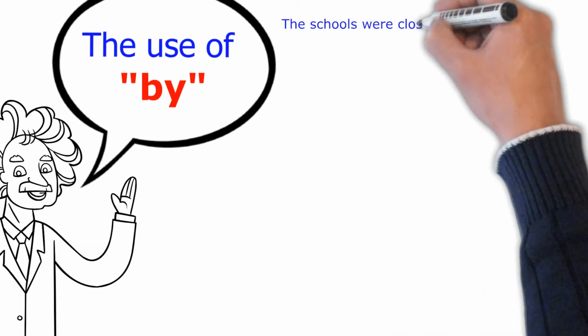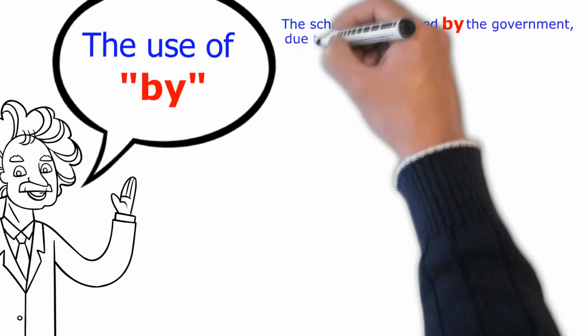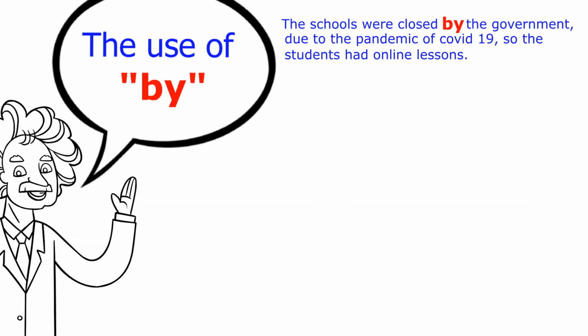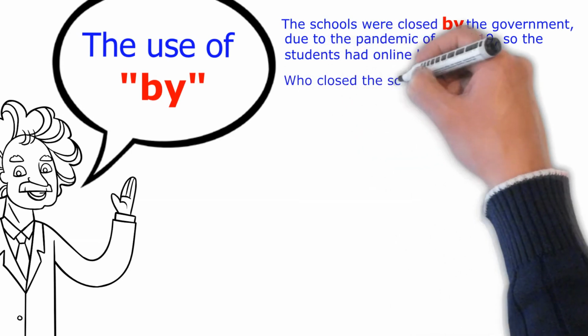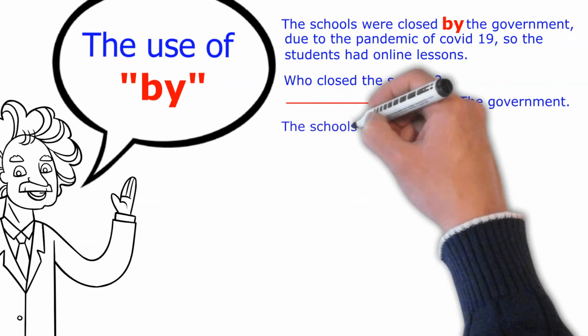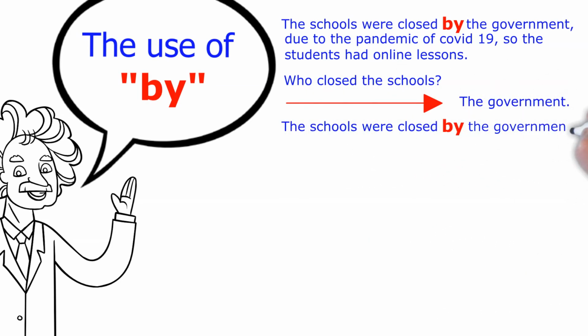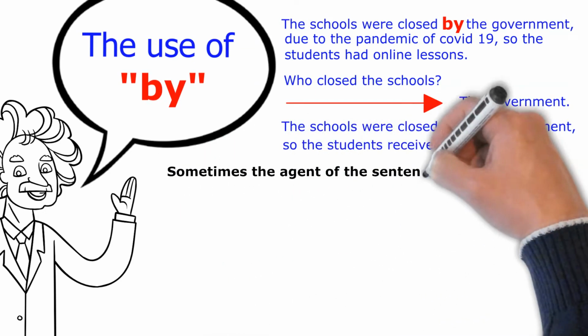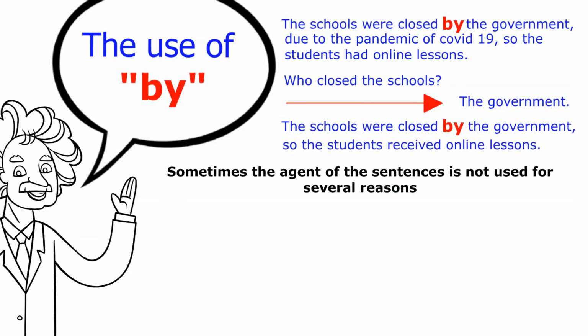The schools were closed by the government due to the pandemic of COVID-19, so the students had online lessons. Who closed the schools? The government. The schools were closed by the government, so the students received online lessons. Sometimes the agent of the sentences is not used for several reasons.